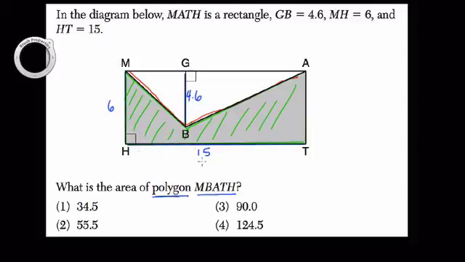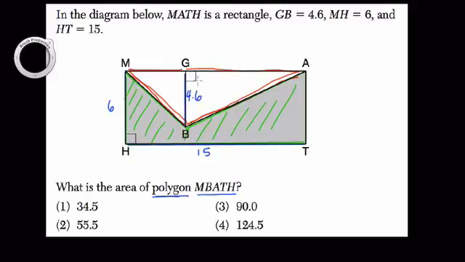So the area of the rectangle isn't a problem. The challenge here is to find the area of this triangle. And we don't know the length of MG or GA, so we can't use those two segments up here, right? These are not going to be available to us. And also we don't know the length of MB or BA, these hypotenuses of the right triangles.